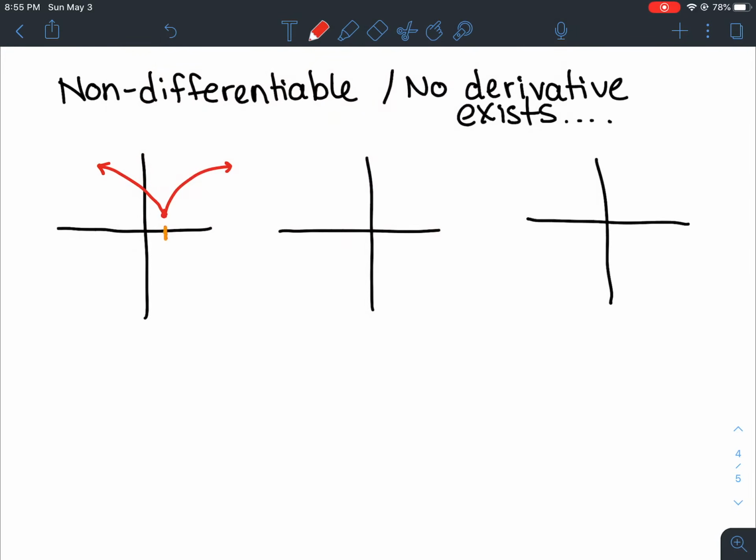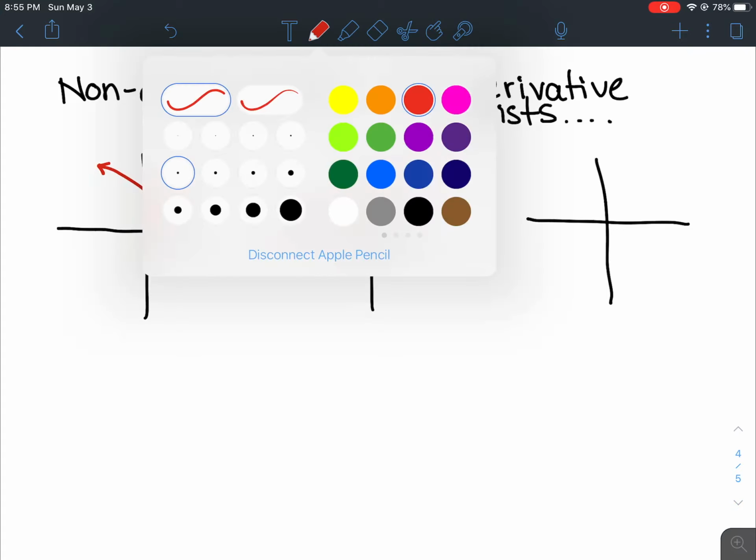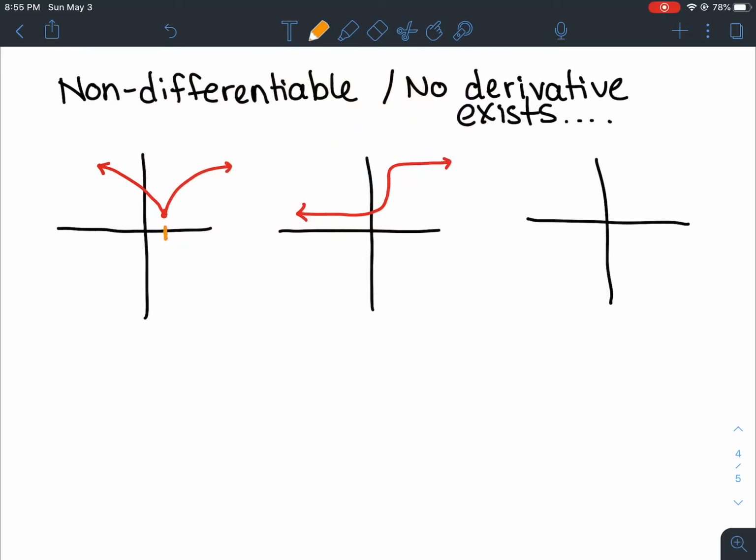Also, vertical tangent lines aren't differentiable. Even if you had a function that went like this, we're probably not going to look at functions like that, but if you were to draw a tangent at this point, it would be a vertical line, which is undefined. So we'll call this one a cusp, you can't differentiate it. If you end up with a vertical tangent, it's not going to be differentiable.